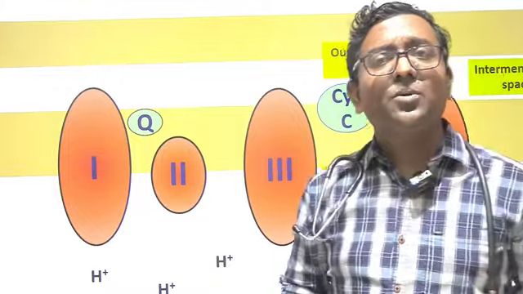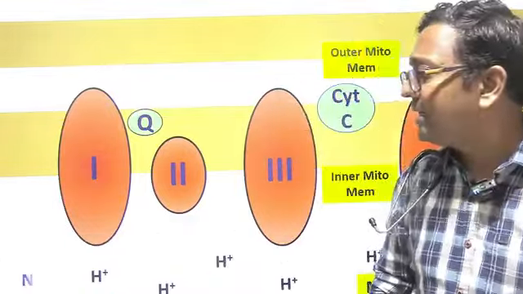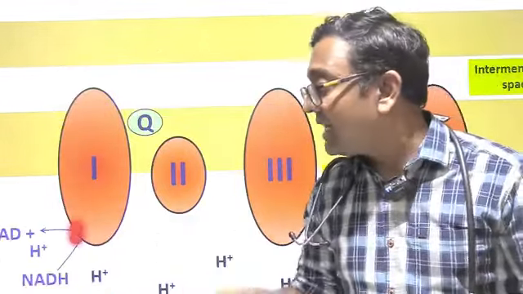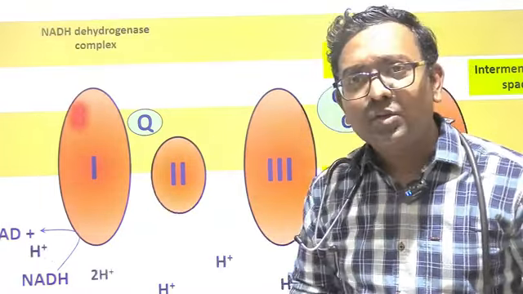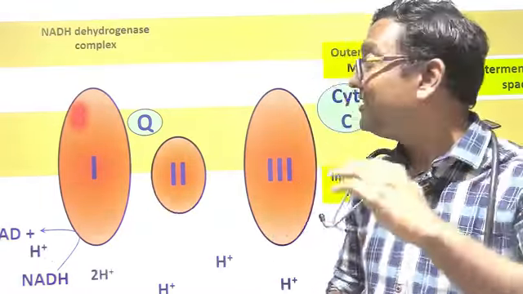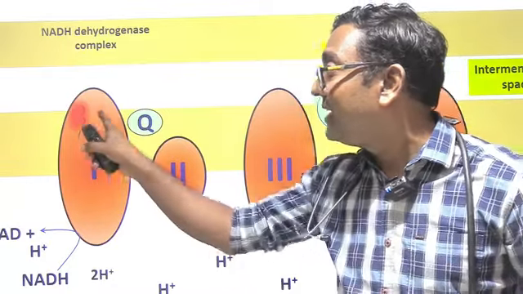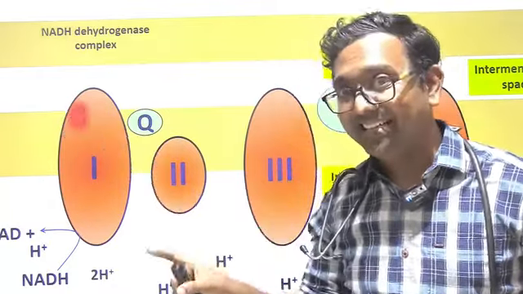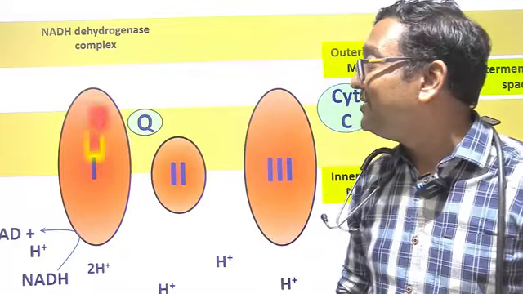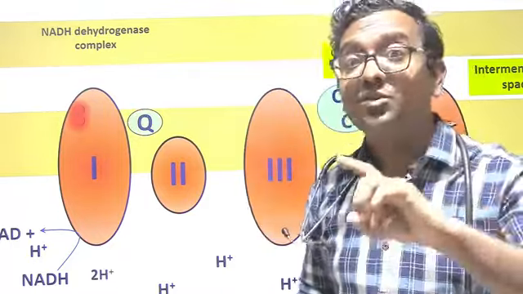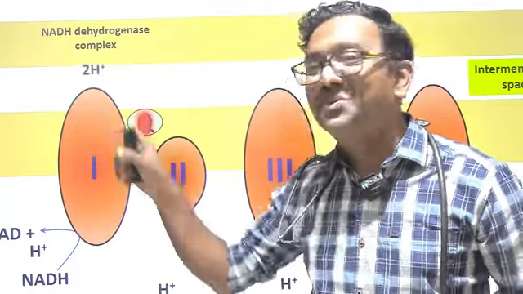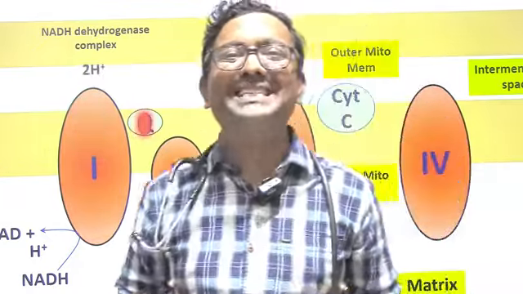Okay, let's talk about another topic, that is the electron transport chain. What happens here? NADH is an electron donor. As you can see, when the electron travels from complex 1 to complex 2, meaning from a higher energy level to a lower energy level, the energy gets released. Then what happens? That energy is used to pump the protons into the intermembrane space. See how easy it is.